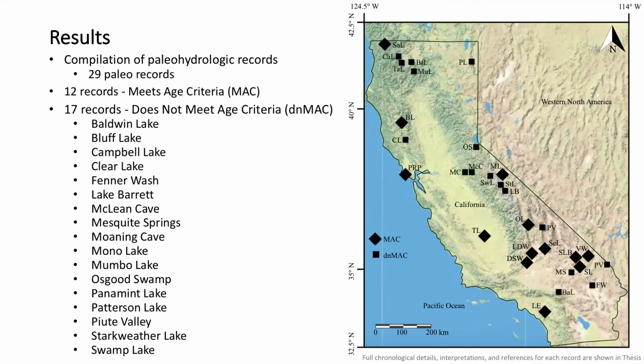The remaining 17 paleoclimate records did not meet age criteria, and we denote them as DN MAC sites. However, these sites are included in the hydrologic reconstruction just for reference so that we can see the large scale hydroclimatic variability within the Younger Dryas. The DN MAC sites are labeled as small squares.